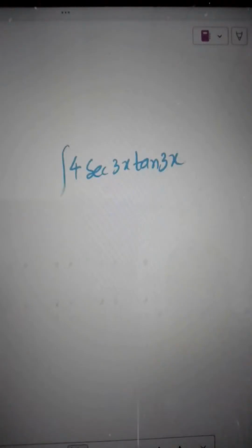So now let's consider another example where a new function will be integrated. And how is it integrated? Let us look at it now. It is secant 3x tan 3x, right? It has to be integrated, or its antiderivative is required. So how can we do it?